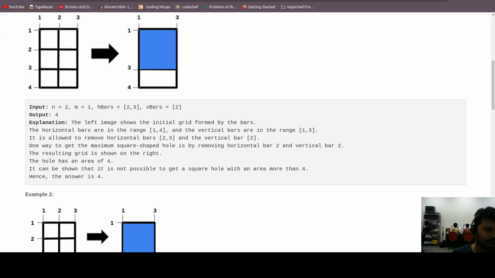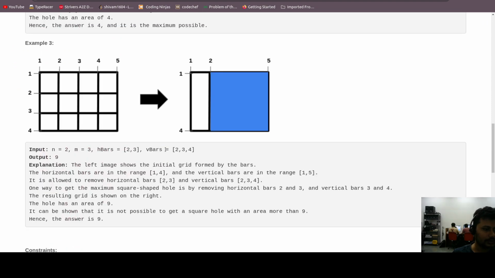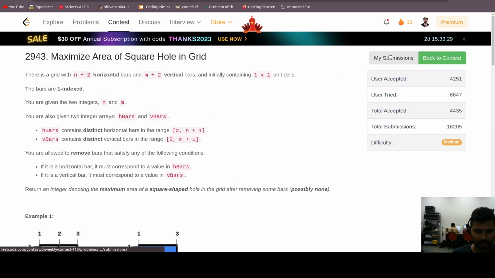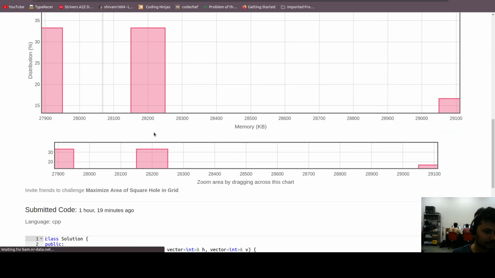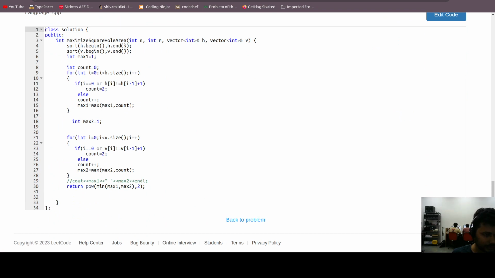For that, the code will be, here you have put the code. So coming to my submission part, in the submission the code is: first sort the horizontal lines that you can remove and sort the vertical lines you can remove, and calculate the maximum length of horizontal space that you can generate. For that, compare each line. If the index that you can remove is equal to the previous index plus 1, that means it is a consecutive index. If not equal, that means a new sequence is starting.